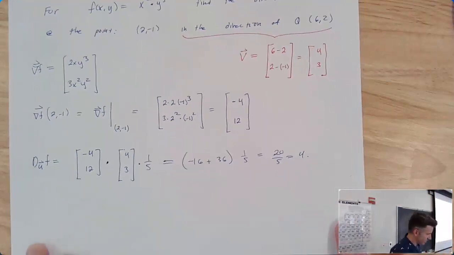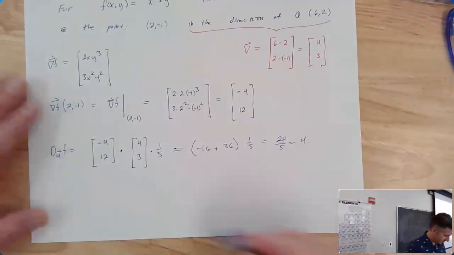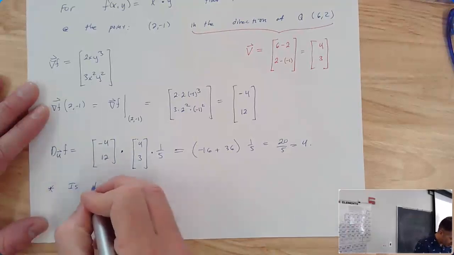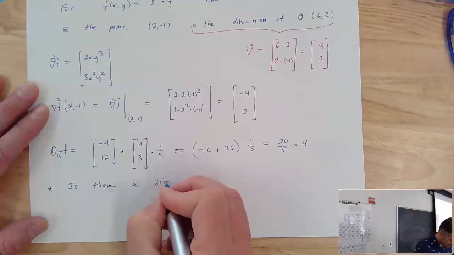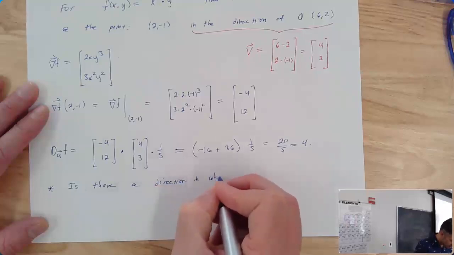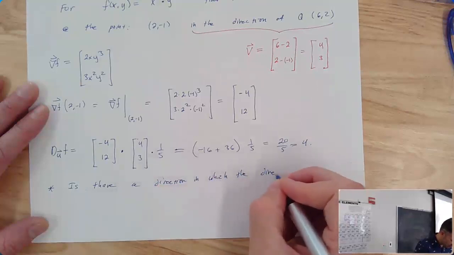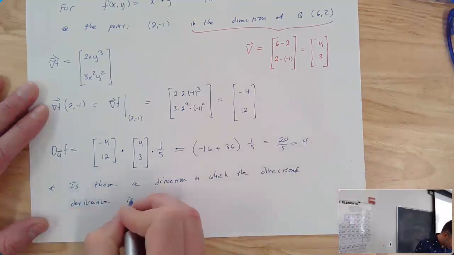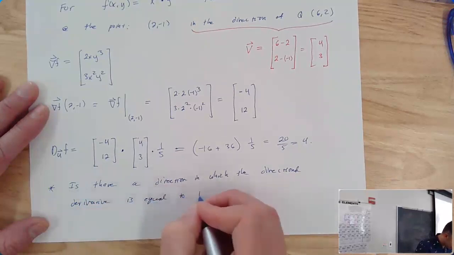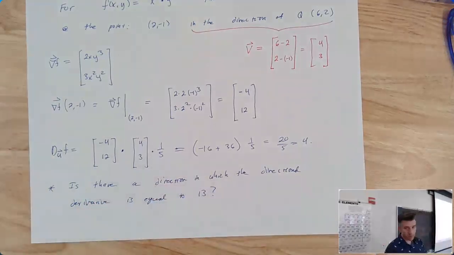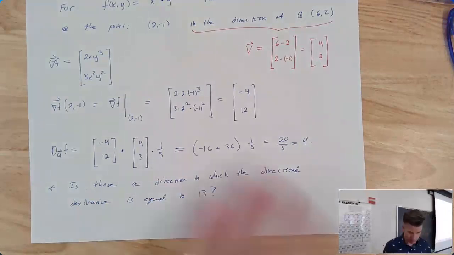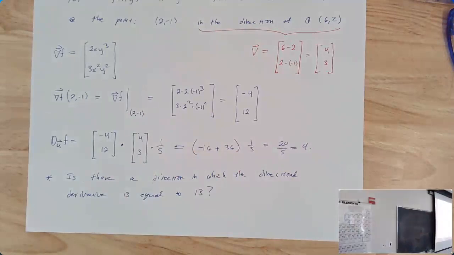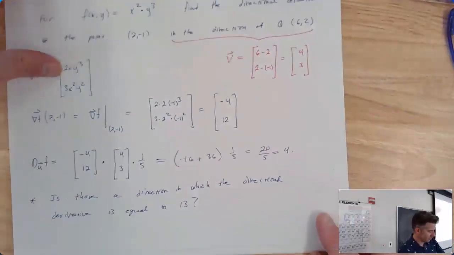So now here's the interesting question I really wanted to get to, which is the following. Is there a direction in which the directional derivative is equal to 13? And this question gets at the heart of a lot of things here. So, paper. It might feel like the answer is unknowable, but it's definitely knowable. So here's how we go about this. Let's talk about the directional derivative more generally for a second. We'll come back to this.